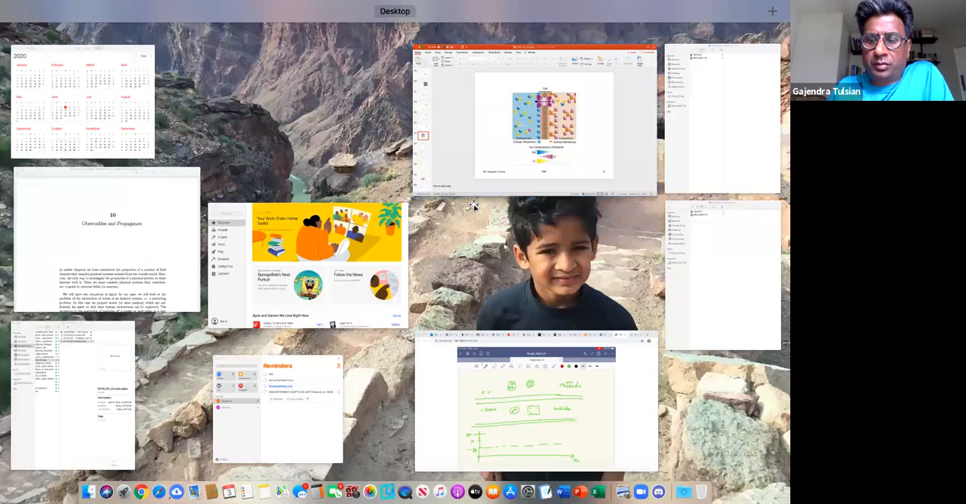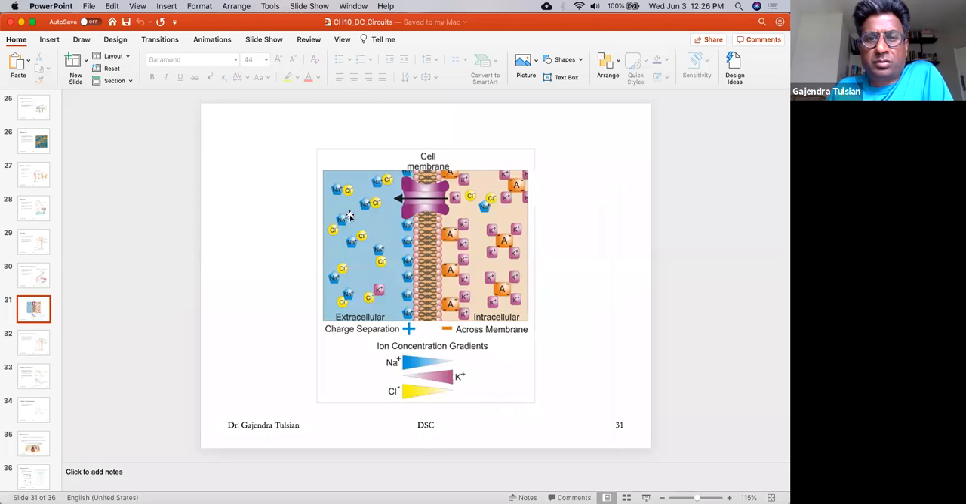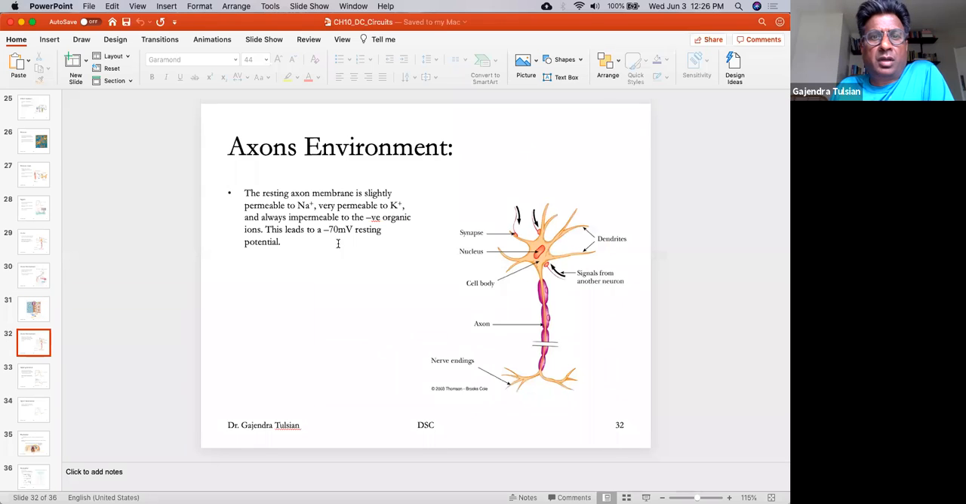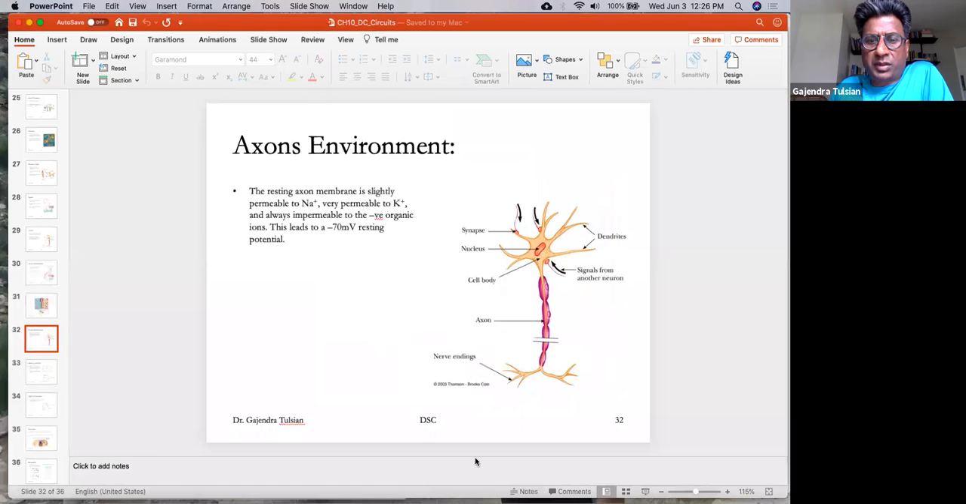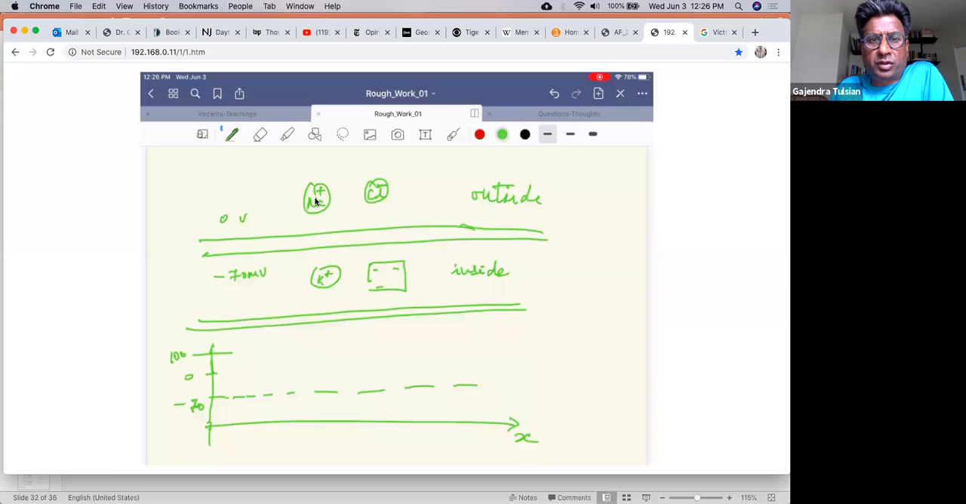Inside the axon, the ions are mostly sodium and large negative organic ions. So there's a picture. The resting axon membrane is slightly permeable to sodium. What we're saying here is that it'll let in some sodium ions because the concentration of sodium ions is higher there. Some of them will come in here.